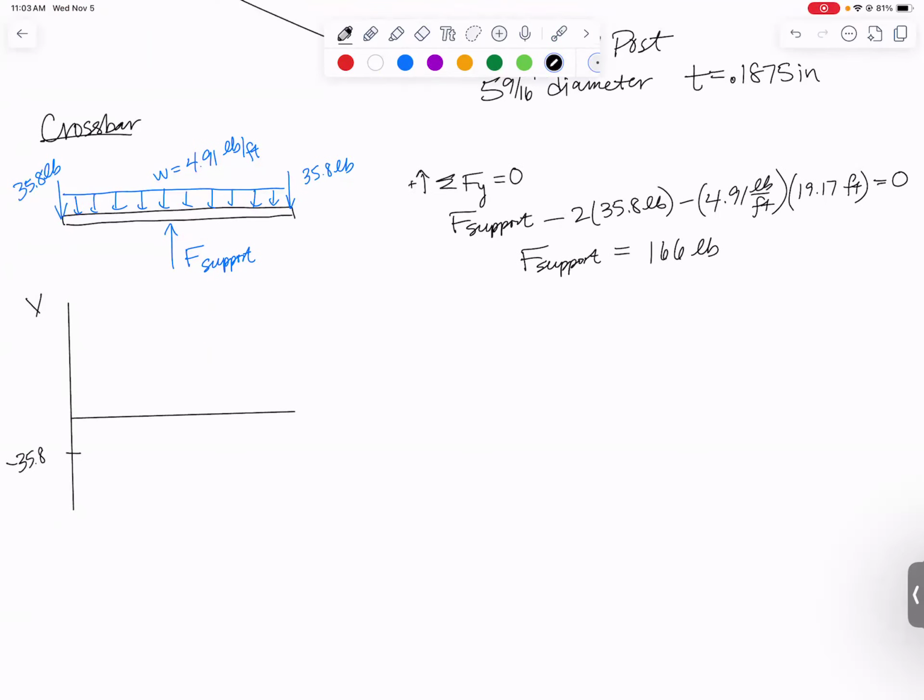Then we have a downward slope for a while. Then we're going to reach that support force. It's going to cause us to jump up a bunch. And since that loading is symmetric, I'm going to use the fact that I expect this to be an anti-symmetric drawing when I'm done. And let's just sketch it out. And we'll put some numbers on it.